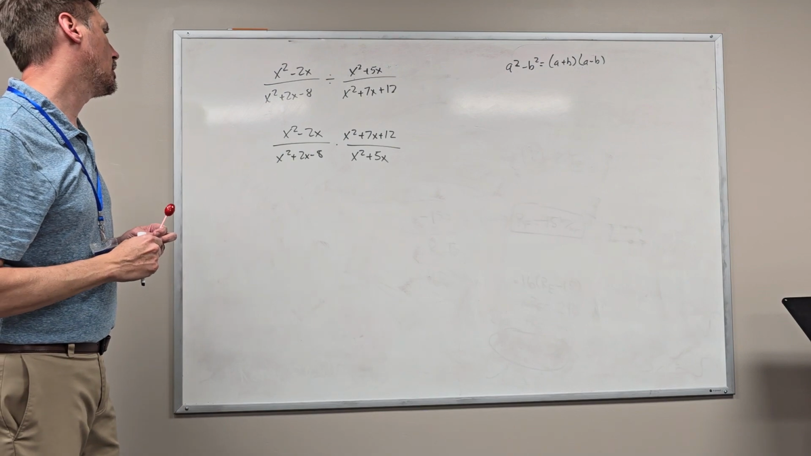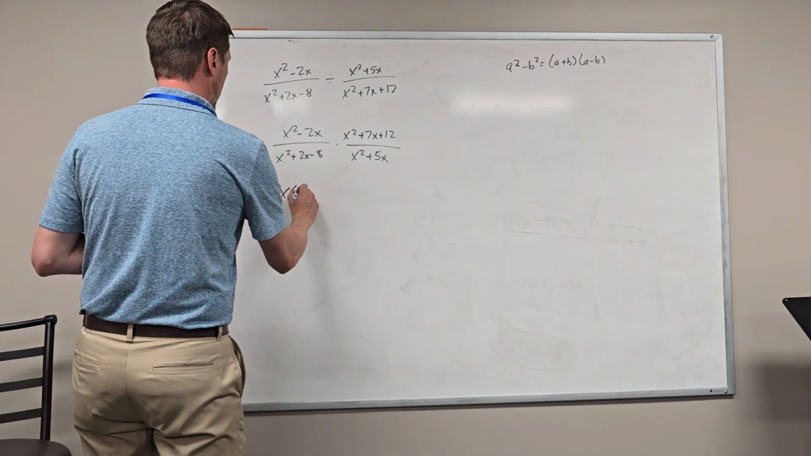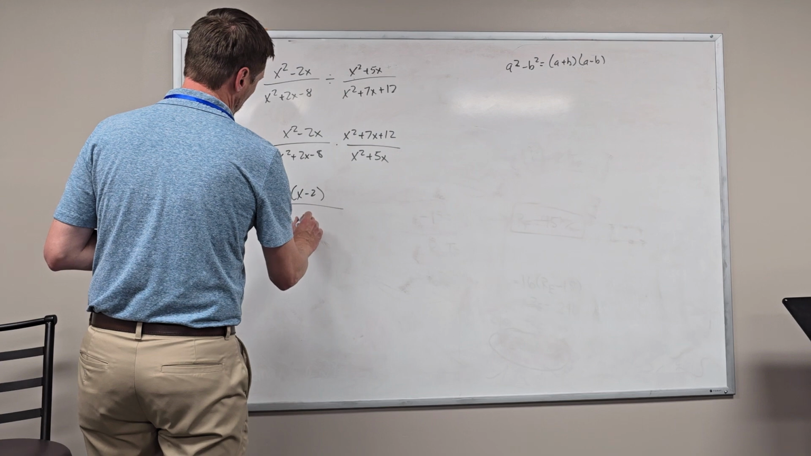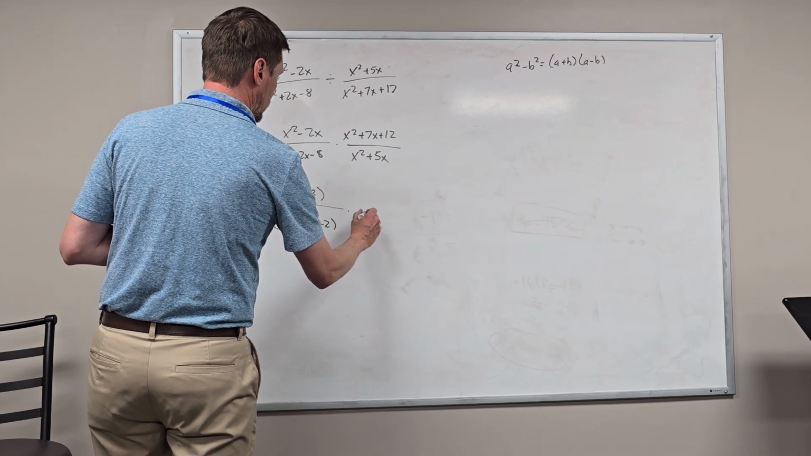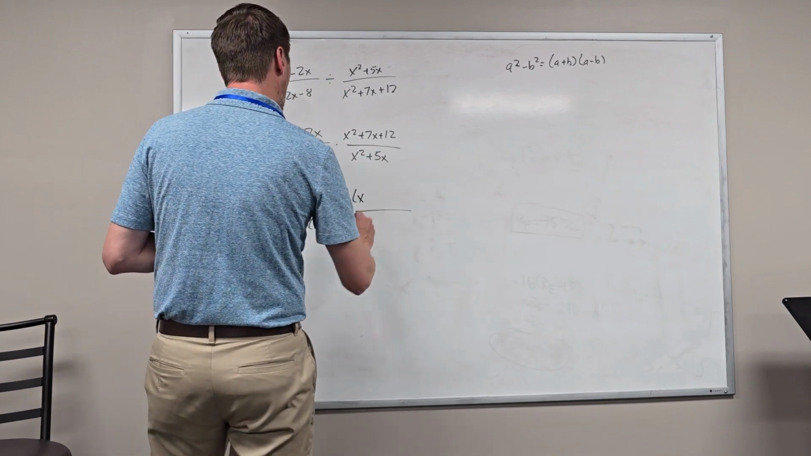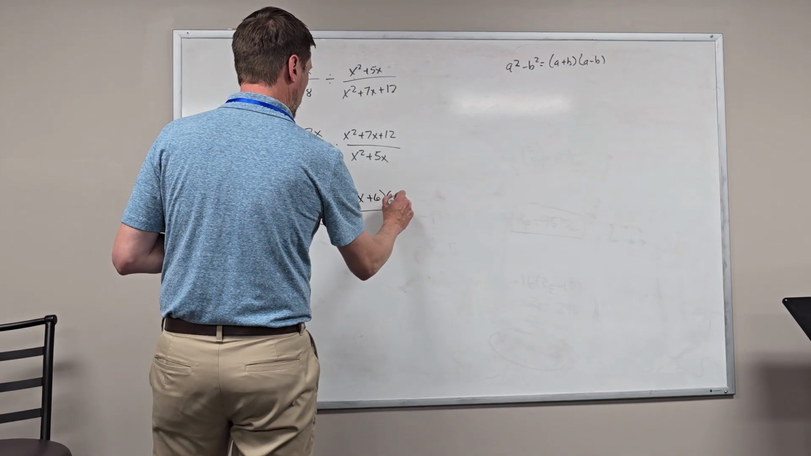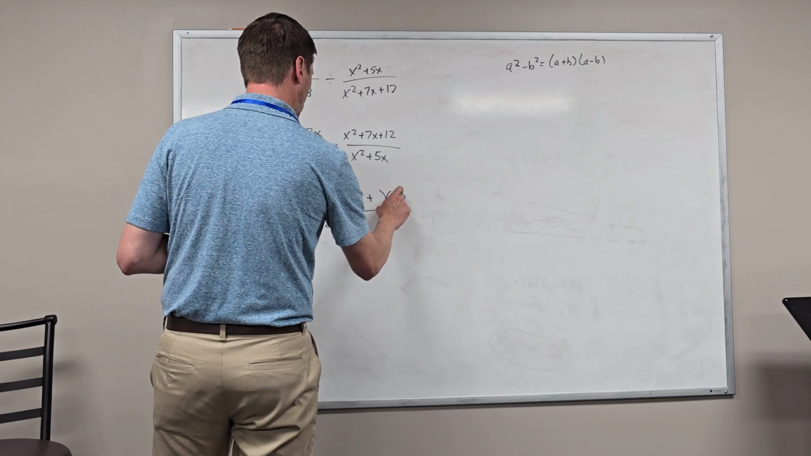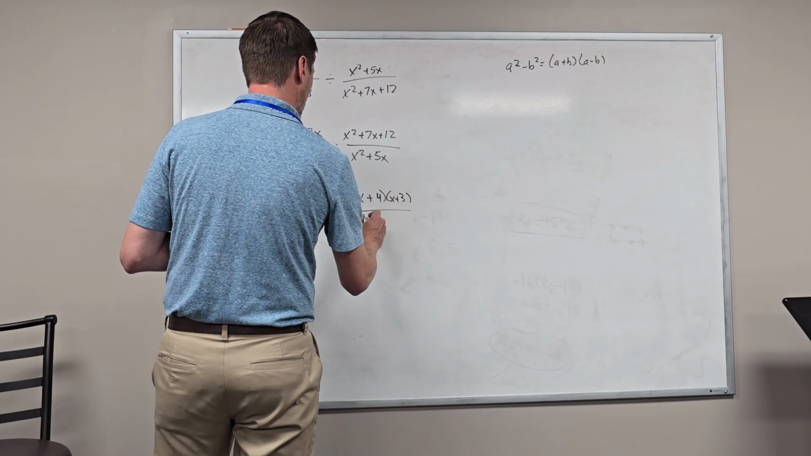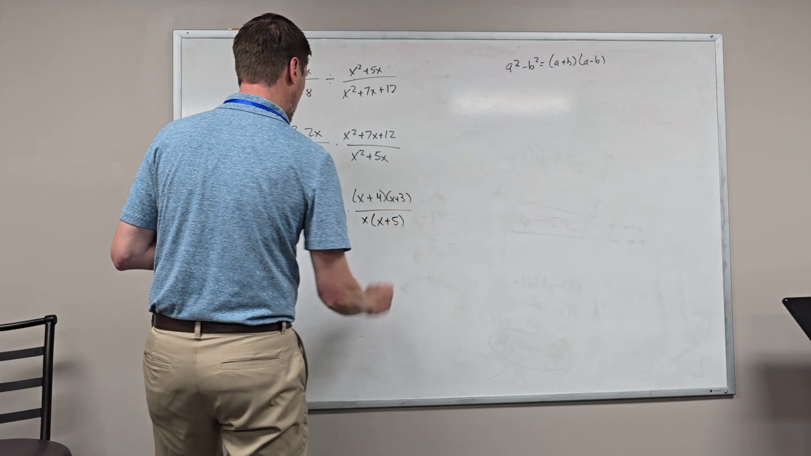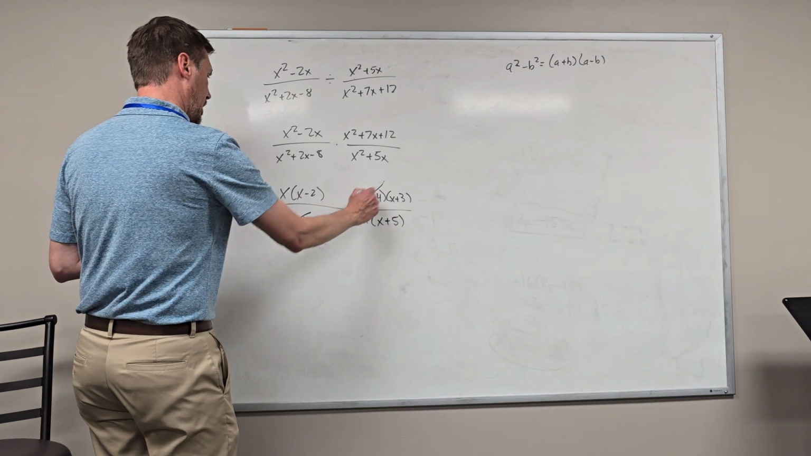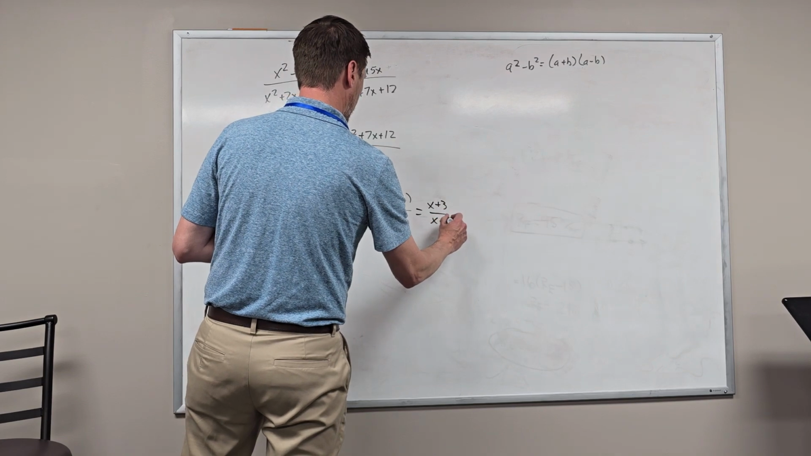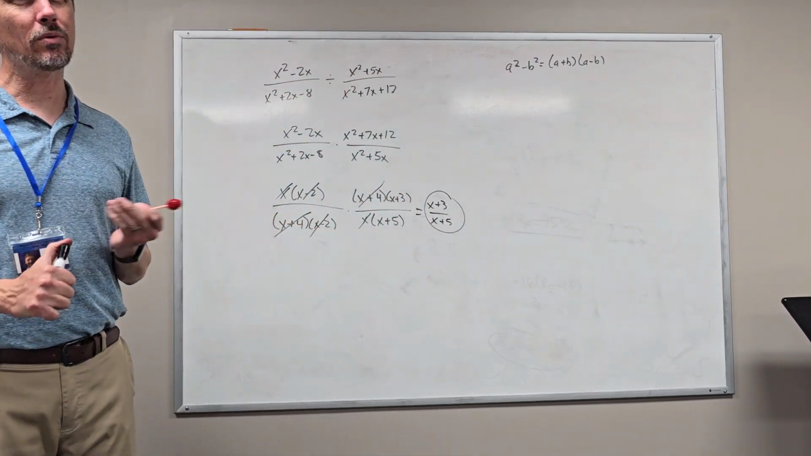We'll factor. The top one factors into x times x minus 2. The bottom one factors into x plus 4, x minus 2. This one factors into x plus 4 and x plus 3. Sorry, 4 and 3, so x plus 4 and x plus 3. And this one, we factor out an x and get x times x plus 5. When we do all that, this cancels out, this cancels out, this cancels out, and we're just left with x plus 3 over x plus 5. I went through that really fast because it was just the same thing.